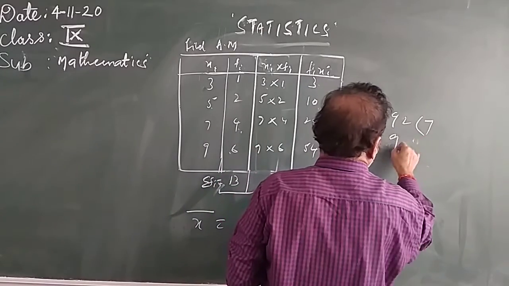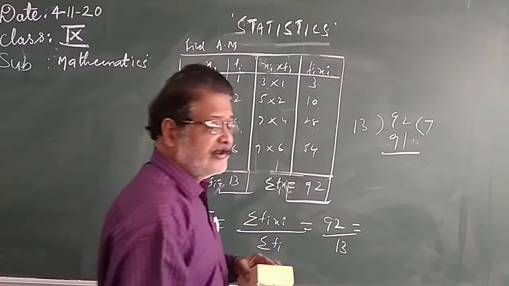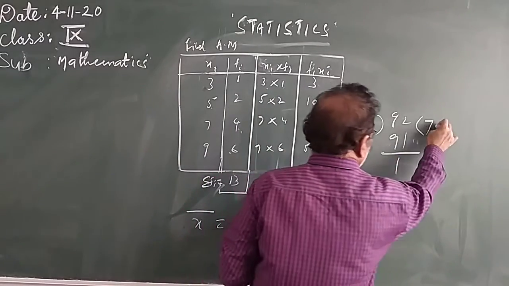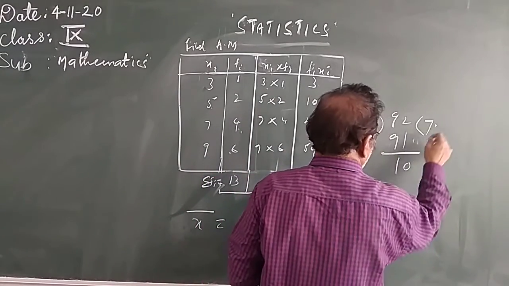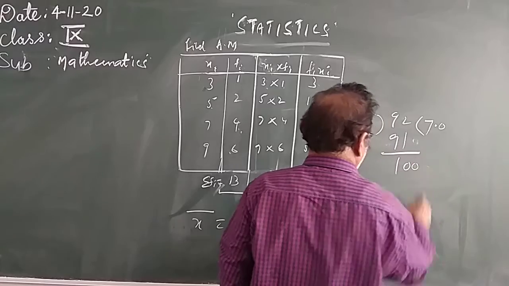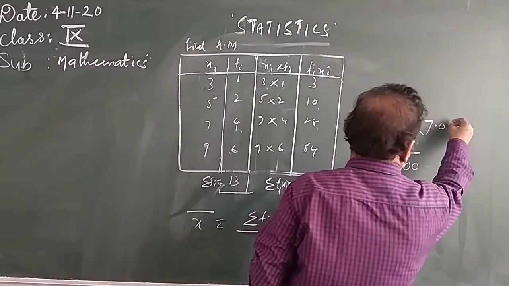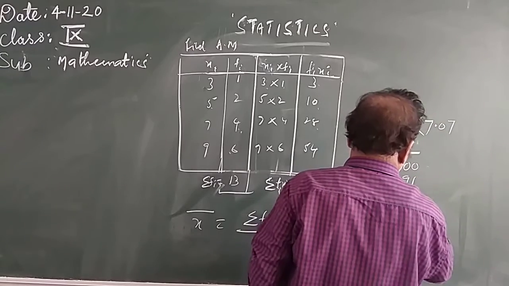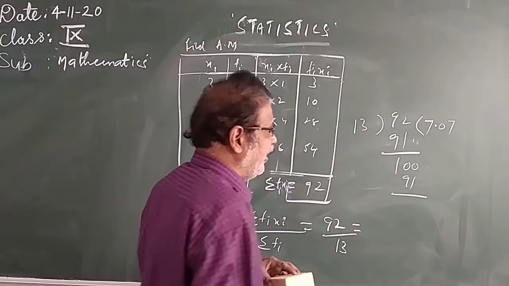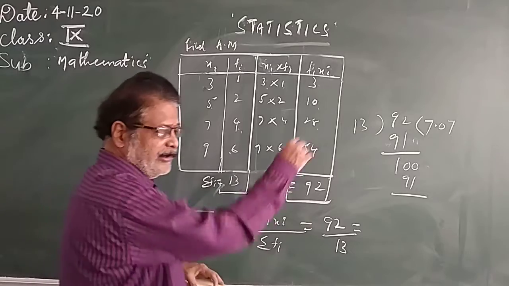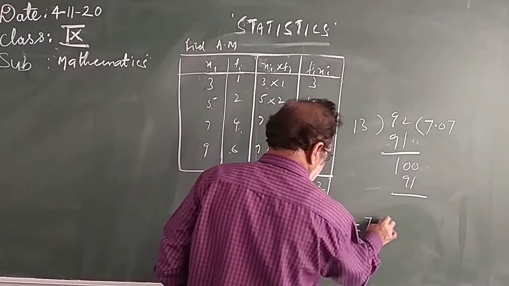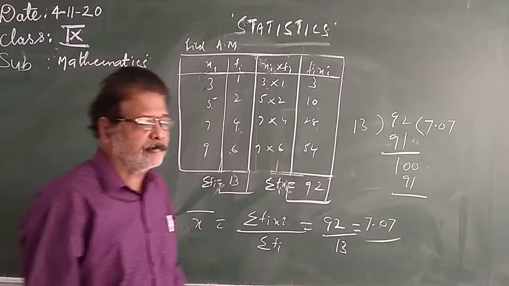Dividing 95 by 13: 13 times 7 is 91. Put a decimal point and continue the division. So what is the answer? Approximately 7.07. This is the arithmetic mean.